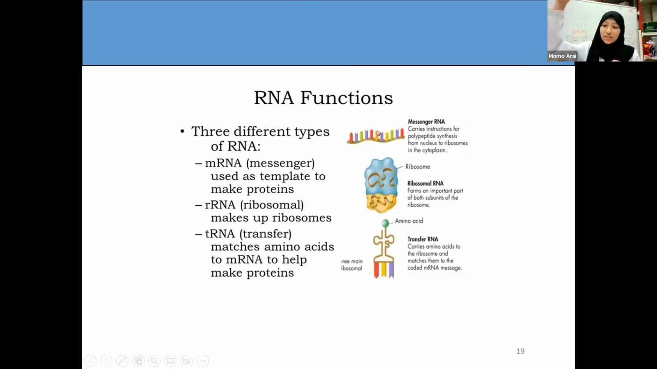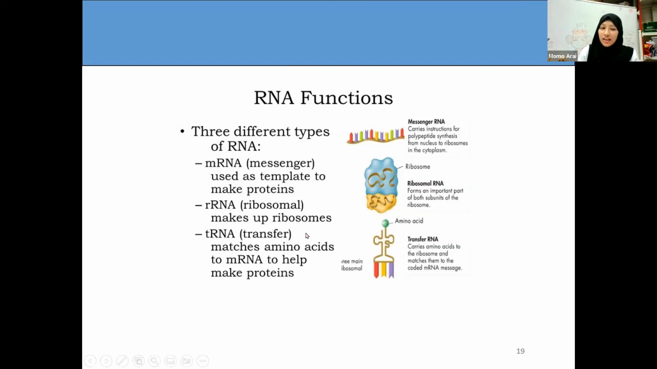rRNA: so messenger RNA takes the information to ribosomes. Ribosomes are made up of an RNA called rRNA, ribosomal RNA, from the name. tRNA, or transfer RNA, gets amino acids. They have amino acids on each of them. So here, for example, transfer RNA, they have an amino acid. They bring it to the ribosome, they read the messenger RNA, and the amino acids kind of build up together to form a protein. That's it.